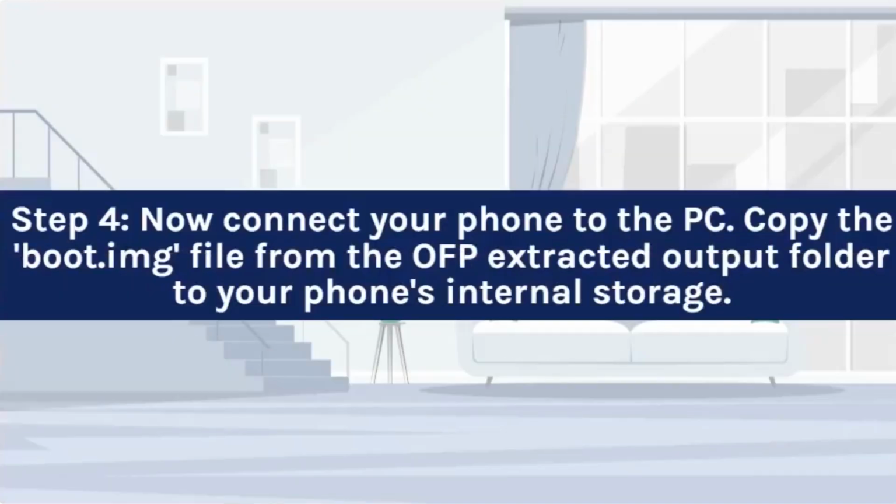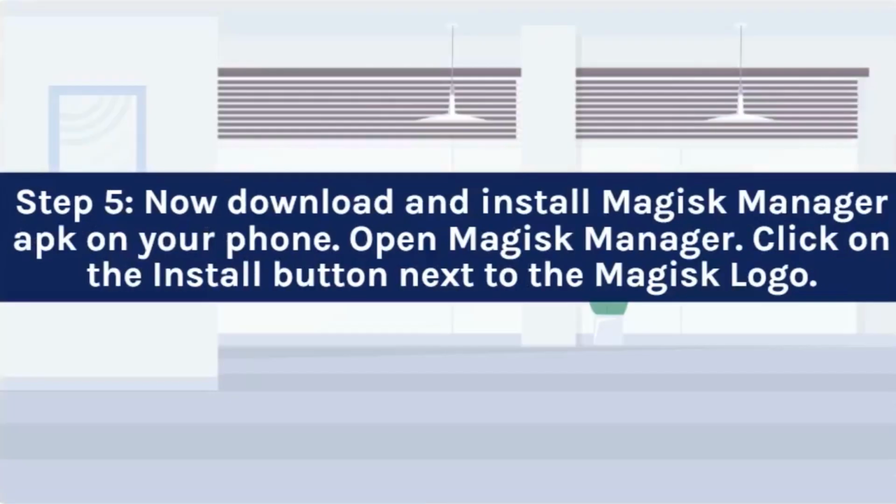Step 4. Now connect your phone to the PC. Copy the boot.img file from the OFP extracted output folder to your phone's internal storage. Step 5. Now download and install Magisk Manager APK on your phone. Open Magisk Manager. Click on the Install button next to the Magisk logo.